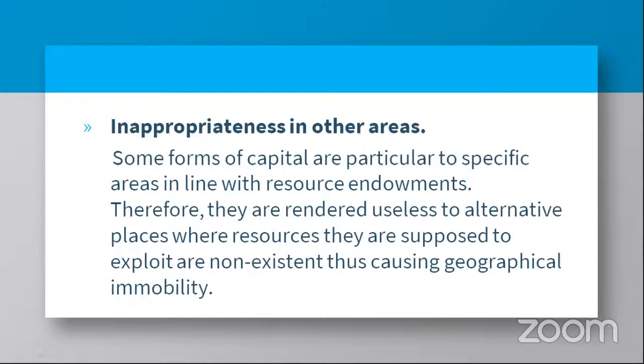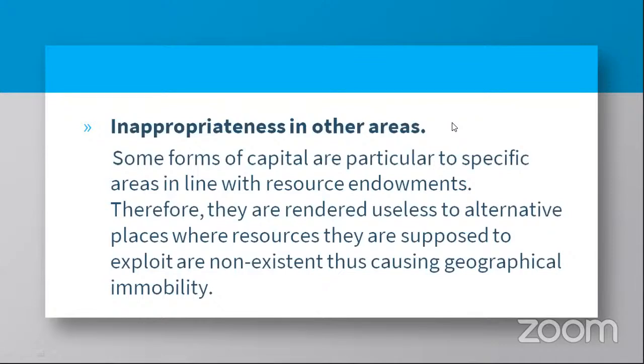Teacher, I have not understood that point. Please repeat. Okay, let me look for an example for you to understand this point very well. Let us look at a country that has oil resources and a country that doesn't have oil resources. We might have a machine that extracts oil. Assuming in Uganda we've got oil, and in a given country there is no oil, a machine that extracts oil will be rendered useless in an area where there is no oil.